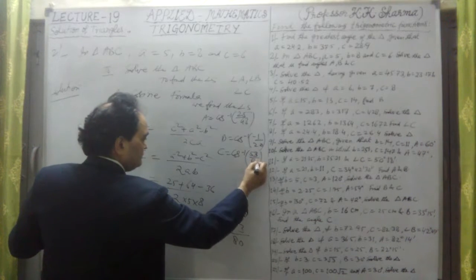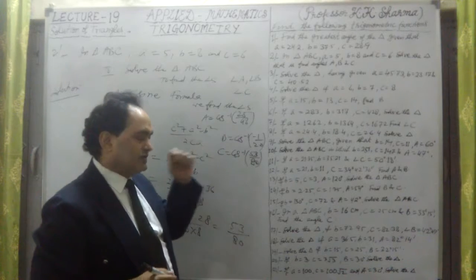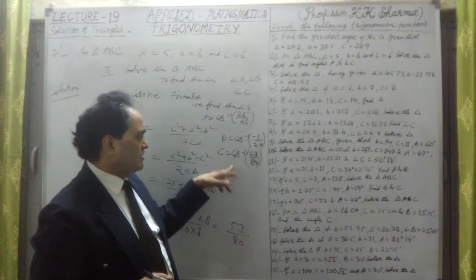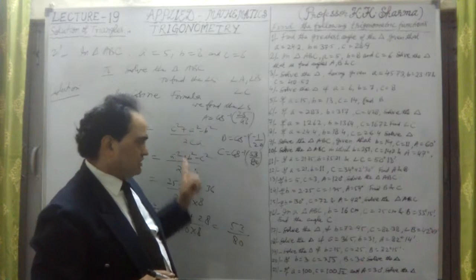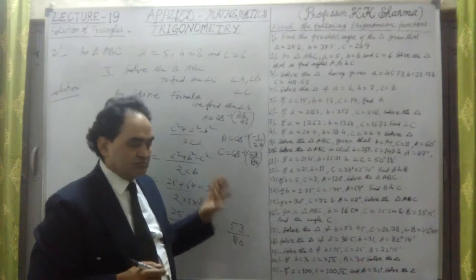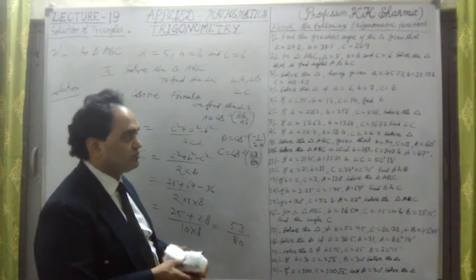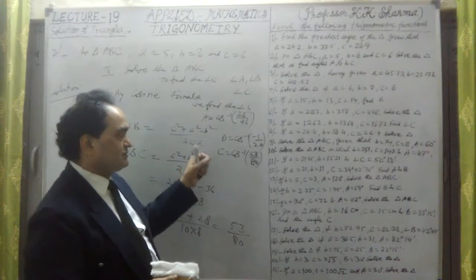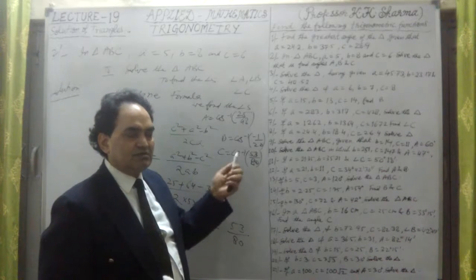53 is a prime number, so we cannot cancel it. In this way also we can calculate the values of the angles. A is cos inverse this, B is cos inverse this, and C is cos inverse 53 by 80. We can calculate this value with the help of a logarithm table also. This kind of question can be calculated with the help of logarithm and anti-logarithm also. Then the exact value of the angles will be calculated in decimals, degrees, minutes and seconds.